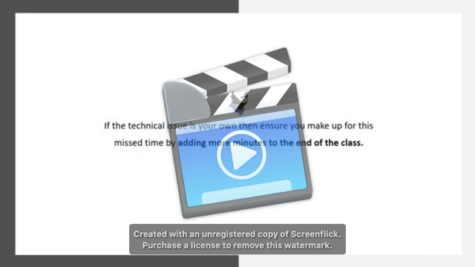If the technical issue is your own, then you need to ensure that you make up for this missed time by adding more minutes to the end of the class or by adding more minutes to the end of another class that you'll have with the student. As they are paying for a service, they need to get exactly what they've paid for.